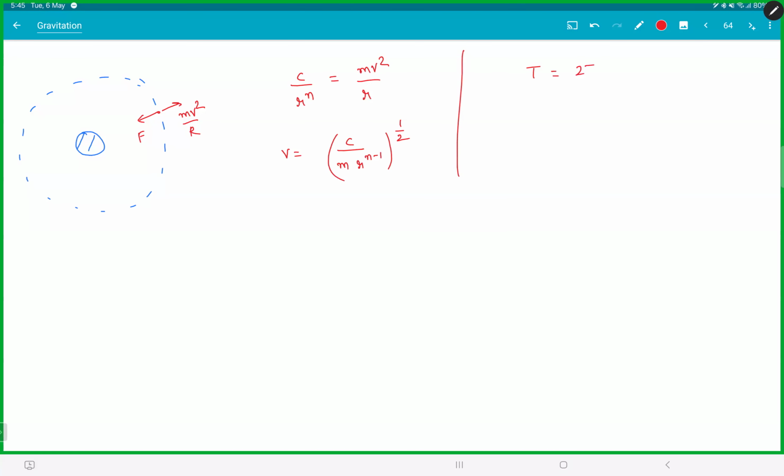The time period will be 2 pi r by v. This r by v will be root over (C by m) times 1 by r power (n minus 1) by 2. It goes up: 2 pi root over m by C, r power (n plus 1) by 2. There, that's your time period.